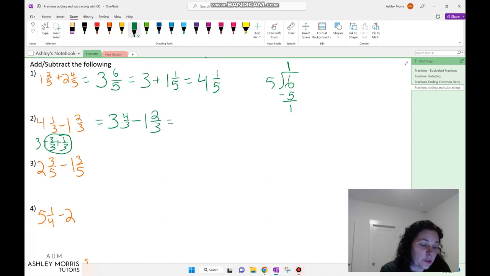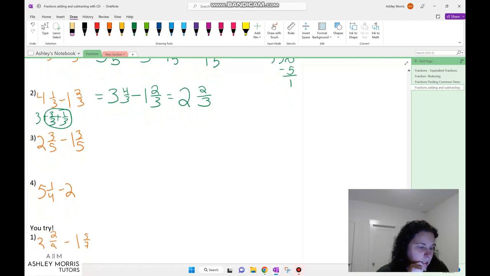Then we're going to subtract the big numbers, the whole numbers. We're going to subtract the numerators, leave the denominator alone. Done. Don't have to reduce it. We're good. Let's look at 3.